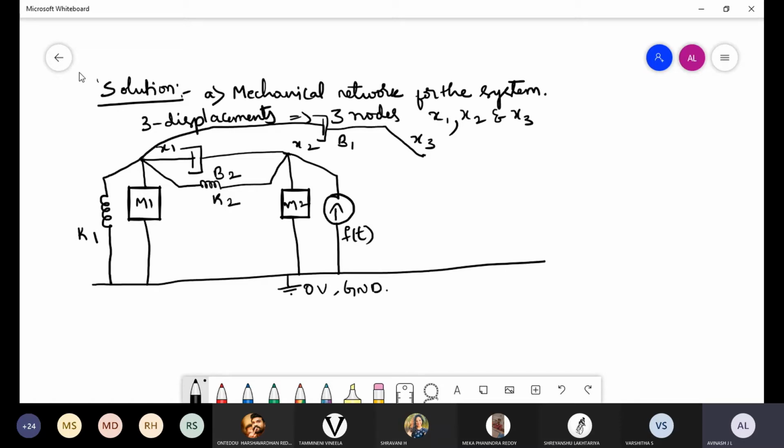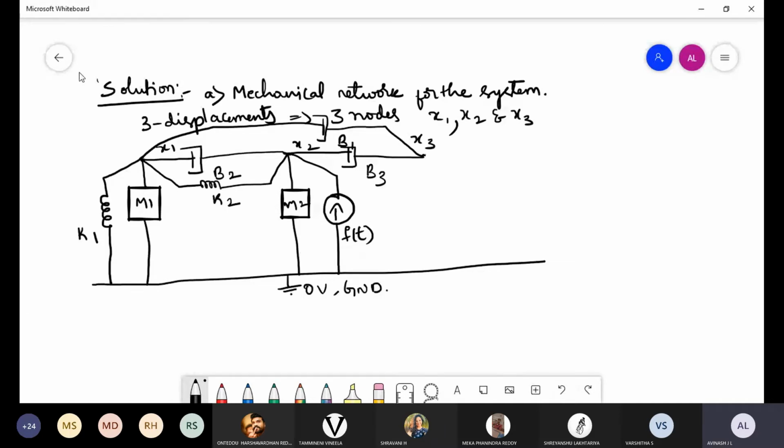Now we must see whether any other things are there from x2 to x3. Above m3 and below m2, that means between m2 and m3, there is a b3. So you can take it as b3 here. Any other things? No, all things have been taken.